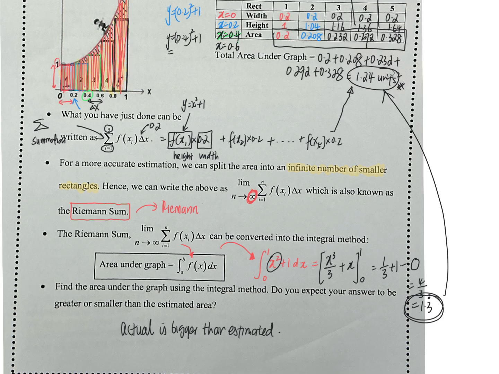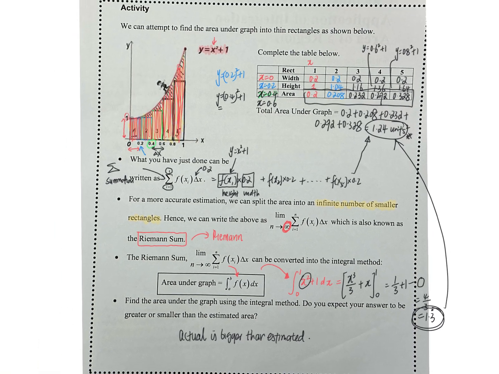So the actual is bigger than the estimated because the estimated never takes into account all these parts. The estimated actually left out all these little parts, which explains why the actual is bigger. So no matter what, the estimation cannot be your actual.